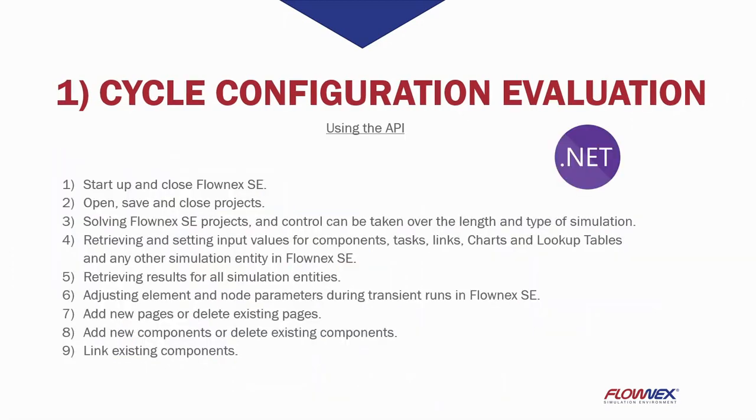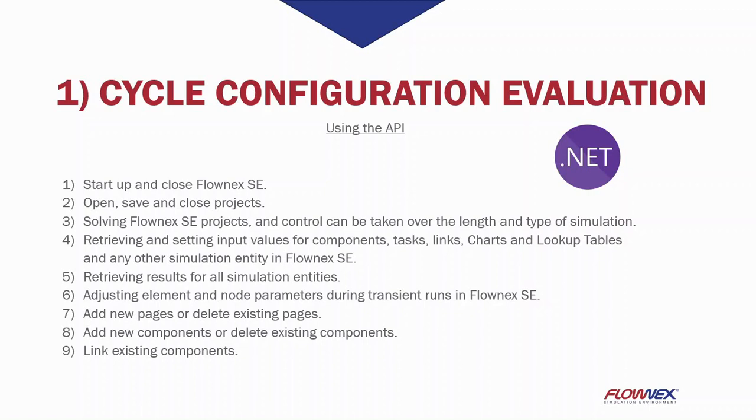The next method is to use FlowNEX's API. In the event where the user wants to model hundreds of different configurations, varying the layout of components and not just the inputs, the API can be used to quickly construct different cycle configurations. The FlowNEX API uses the .NET framework, which enables the API to be used in almost any Windows application.